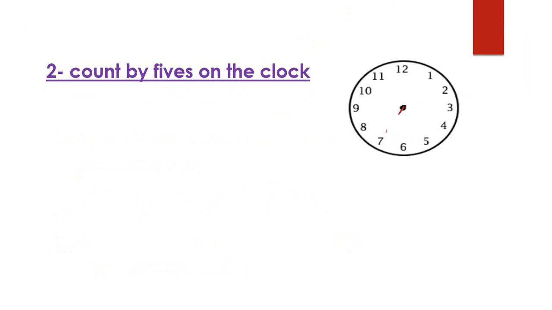The second way, count by fives on the clock. This is an analog clock, and this is the time. It's 35 after 8. Here how many minutes? 35. 5 multiply 7 is 35, and here you want to stop here. 55 minutes. 5 multiply 11 is 55.